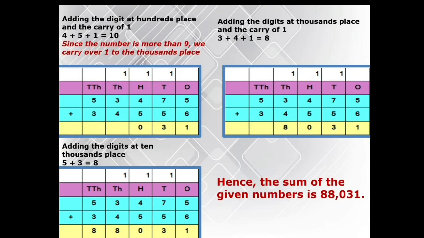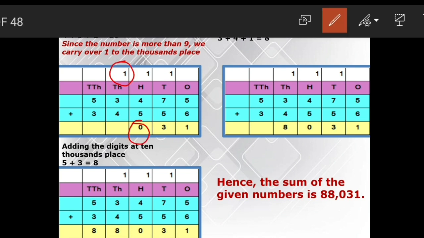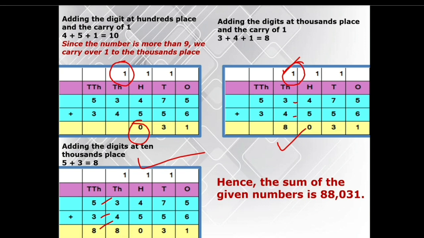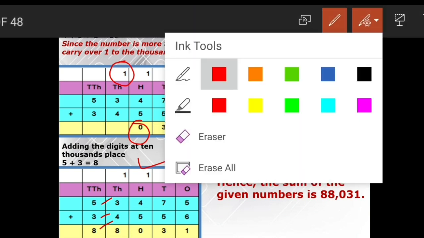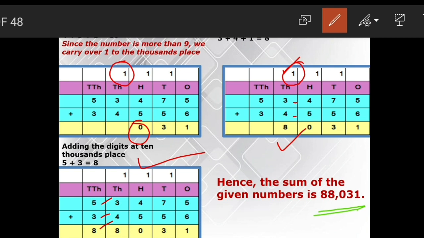In the next step, adding the digits at hundreds place. Again we will add 4 and 5. Along with that, we will add 1 which we have carried and 0 here. In the next step, we'll add the thousands place. We'll add 3 plus 4. Along with that, we will add 1 which we have carried. So 3 plus 4 plus 1 is 8. We got 8 here. And finally, we'll add the number in the 10,000s place. That is 5 plus 3 and answer is 8. So the sum that we got here is 88,031.